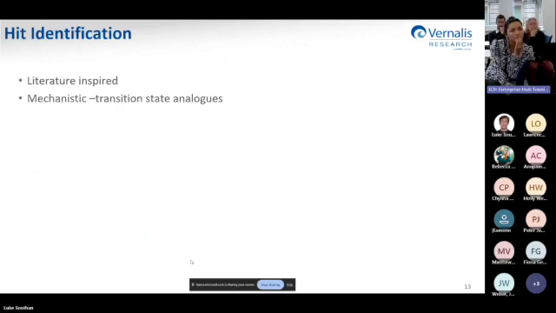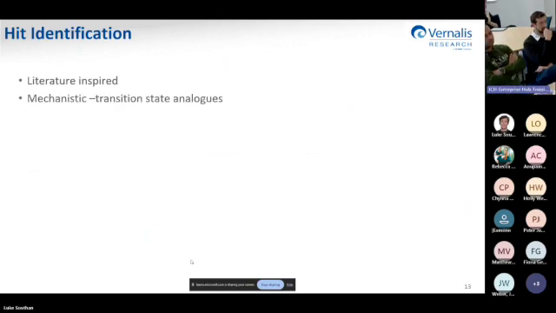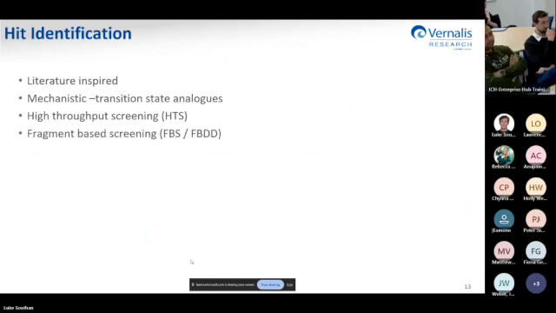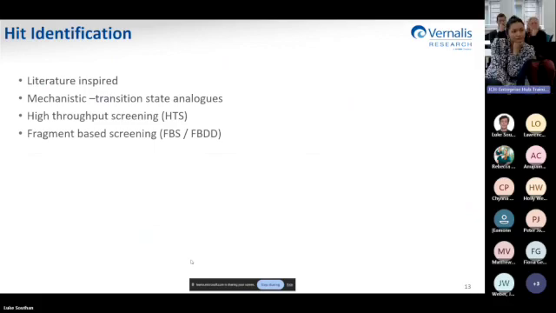Mechanistic transition state inhibitors: some of the best enzyme inhibitors are transition state inhibitors. It's old technology, but it's incredibly powerful. High throughput screening: got a good assay, you screen 1 million compounds, 5 million compounds, whatever, look for inhibition. Fragment-based screening is what I've been doing for the last 25 years. Very elegant, has some limitations, has some great strong points. Different way of doing it.